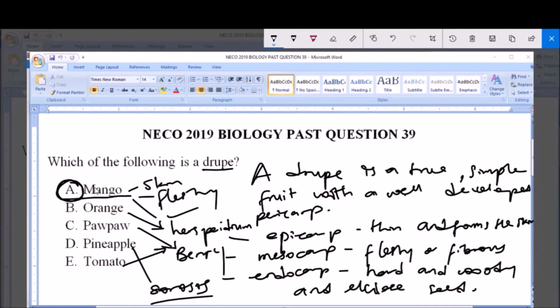Another example of a drupe is the coconut. Coconut is another example of a drupe. So the answer to this question is option A, mango.